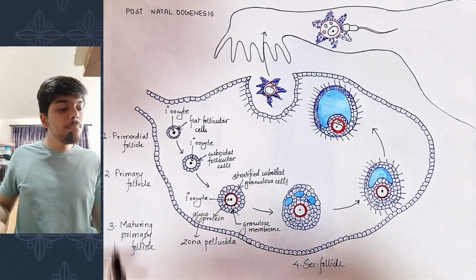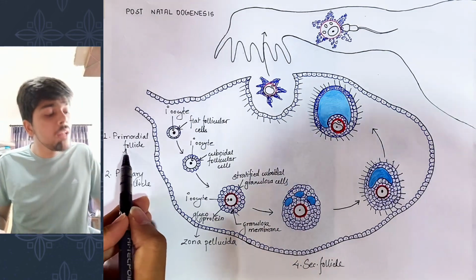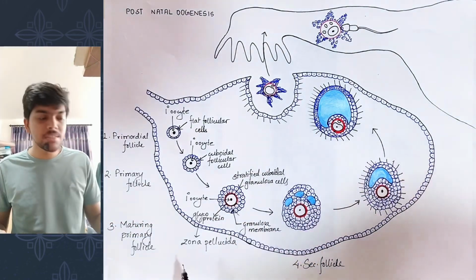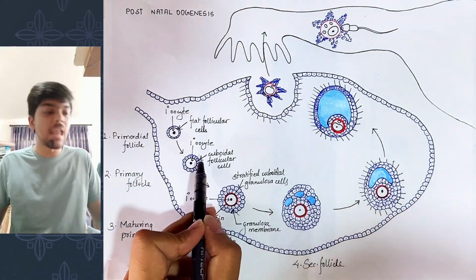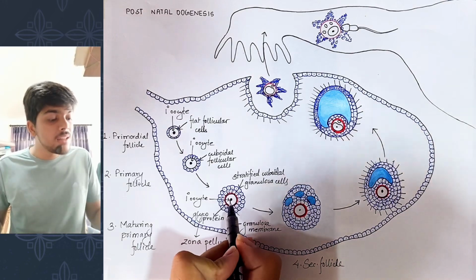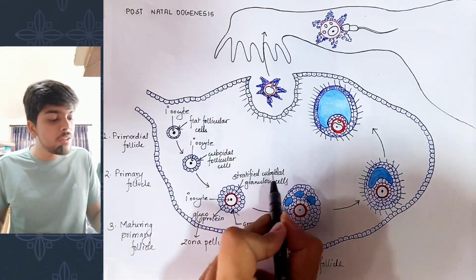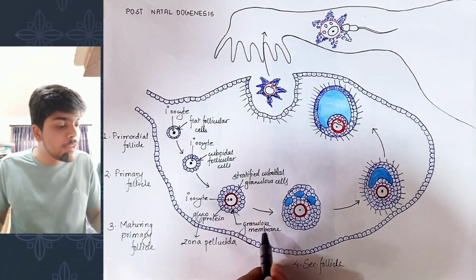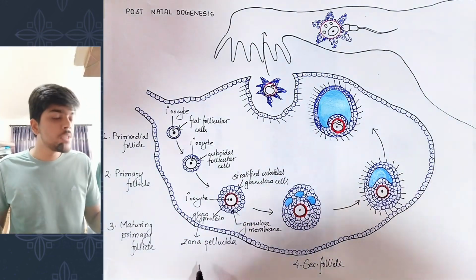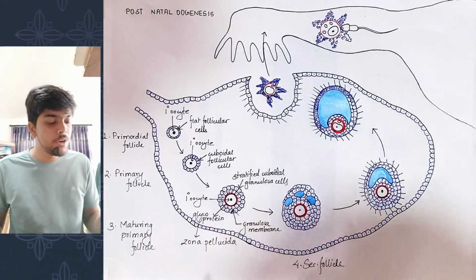So again, at the very beginning, there's your primordial follicle, which contains primary oocyte surrounded by flat follicular cells. This primordial follicle develops into primary follicle, which still contains primary oocyte, however covered by cuboidal follicular cells, where the cells are not flat, instead they are cube-like. Finally, the follicle starts maturing. The maturing primary follicle contains the primary oocyte surrounded by multiple layers of cube-like granulosa cells, so-called stratified cuboidal granulosa cells. All these cells form a membrane called granulosa membrane. In between the granulosa membrane and the primary oocyte, there's a layer of glycoprotein which forms a zone called zona pellucida. This maturing primary follicle finally matures into secondary follicle.